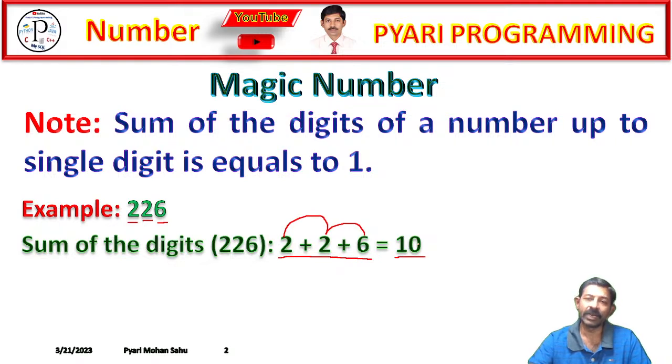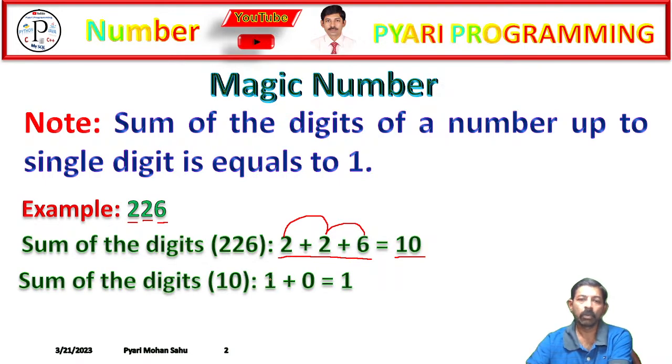But it is not a single digit. It is a double digit. So I need to calculate the sum again. Now the number is 10, so the digits will be 1 plus 0, which is 1. Now we got a single digit, and it is 1 also. That's why it is called a magic number.